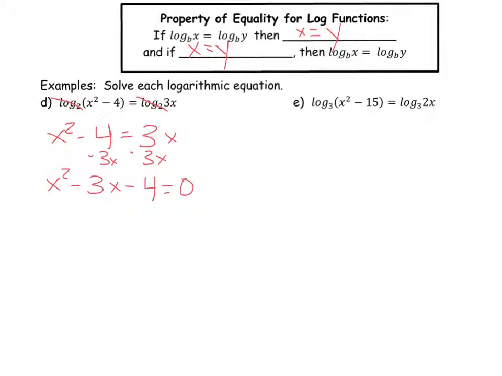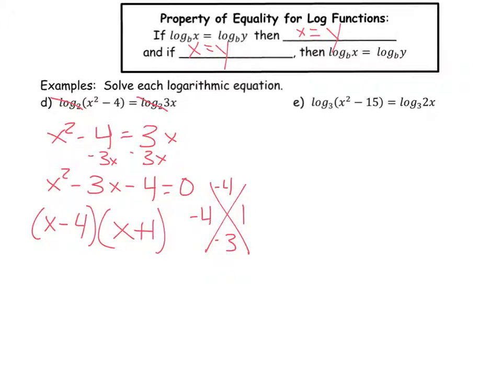Now, you guys have solved these before using factoring, so that's what we're going to use. We're going to go ahead and create our big X, negative 4 on top, negative 3 on the bottom. And we want two numbers that multiply to negative 4 and add to negative 3. So that's going to be negative 4 and 1. So our factors are going to be x minus 4 and x plus 1. So if we set both of those factors equal to 0, we're going to end up with x equals 4 and x equals negative 1.